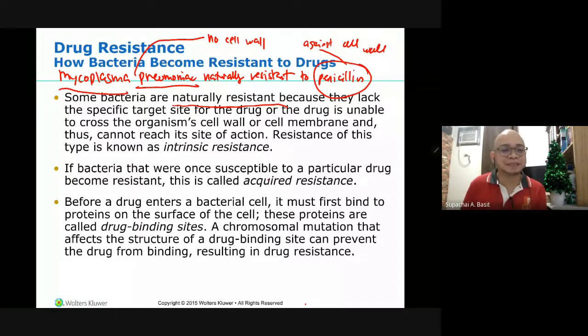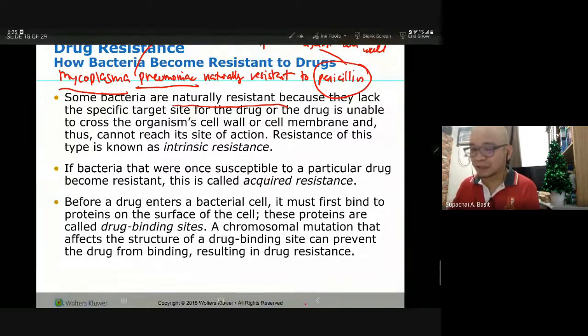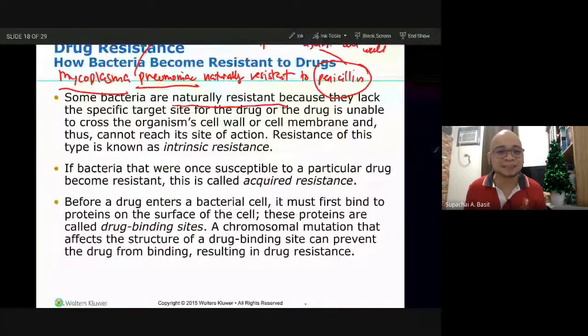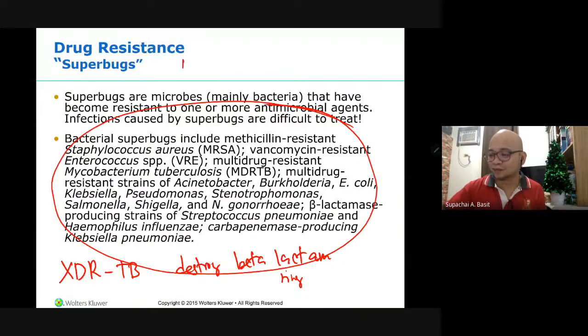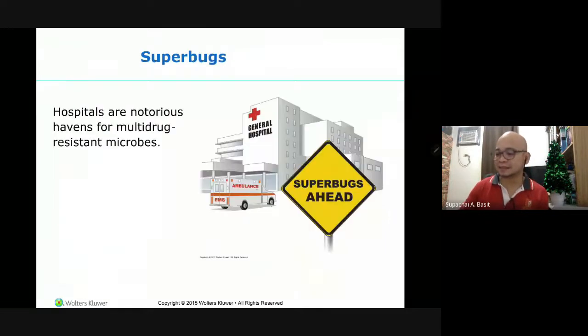Now, the other type of resistance is called acquired resistance. If bacteria that were once susceptible to a particular drug eventually become resistant, then that's acquired resistance. For example, suddenly they mutate. So that becomes an acquired resistance. Or they get the genes for antibiotic resistance. That's an acquired resistance. So the ones that I've mentioned to you a while ago are all examples of acquired resistance.